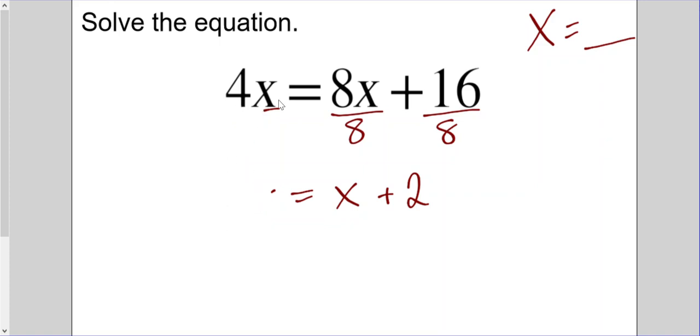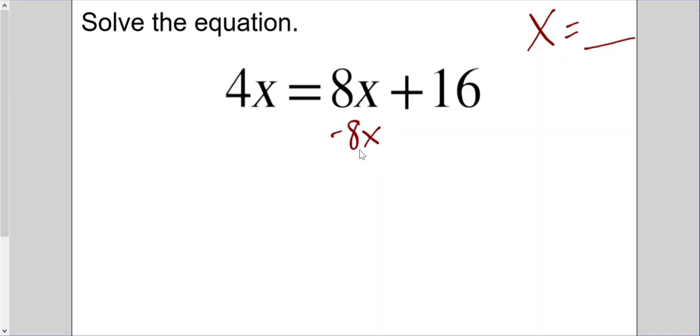Really, I want to think about that term as an entire thing by itself. That 8x is a positive 8x. I'm thinking about how to move this entire thing over to that side, how to cancel out the entire term, not just the 8, the 8x. So I'm going to subtract 8x from both sides.